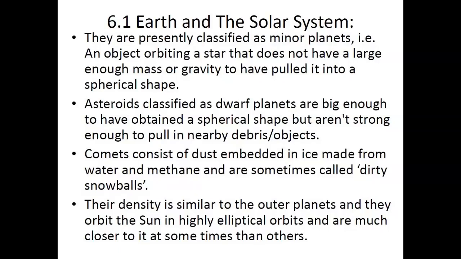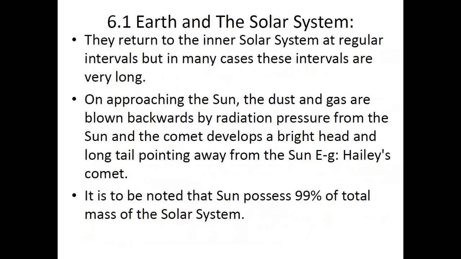Their density is similar to the outer planets, the gas giants, and they orbit the sun in highly elliptical orbits and are much closer to it at some times than the others. They do not remain at the same distance from the sun throughout their orbit. They return to the inner solar system at regular intervals, but in many cases these intervals are very long. They usually approach the sun after many decades.